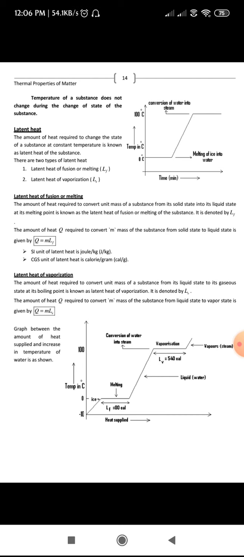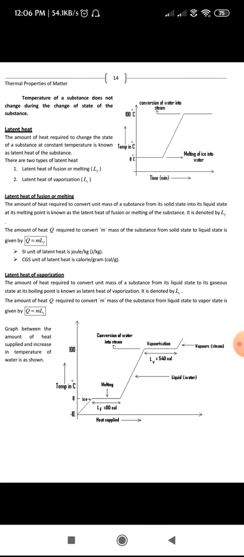We also went through the graph plotting temperature versus the amount of heat supplied. As you can see, initially the ice temperature was minus 10 degrees Celsius. If you keep on supplying heat, the temperature of the ice increases from minus 10 degrees Celsius to 0 degrees Celsius. Then it starts getting converted into another state. The amount of heat required to convert ice to water is 80 calorie.